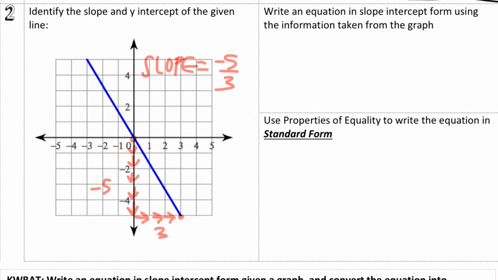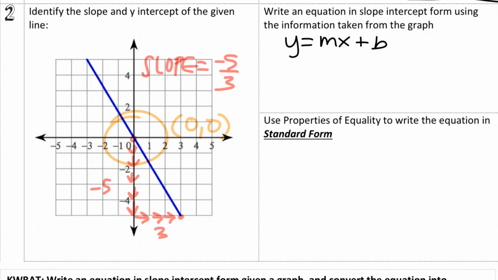And now I'm looking for our y-intercept. It's actually right here, and this point is 0, 0. The next thing I'm going to do is write my slope-intercept form. If you remember it, write it down. It's y equals mx plus b.